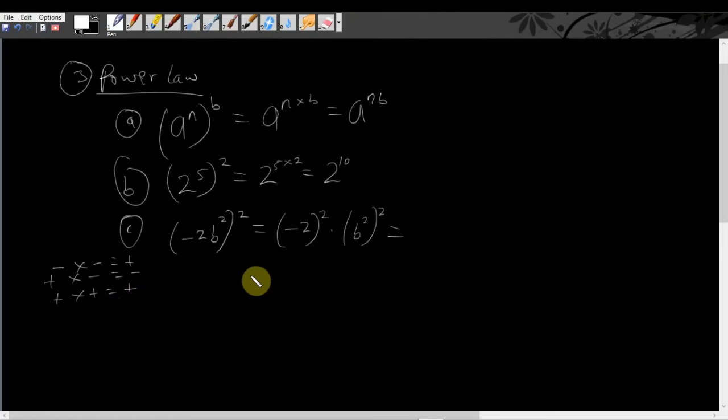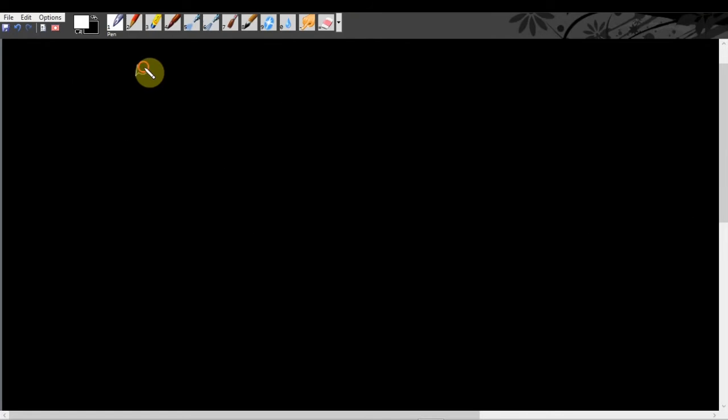Okay, why did I do this? This is minus 2 to power 2, which means minus 2 in parentheses. Minus 2 times minus 2, that's what the thing is telling us. Then this is b. You know that this 2 is in the bracket, the other one is outside the parentheses, so this minus 2 times minus 2 gives us 4. This one now gives us b to power 2 times 2, which is 4. Our answer becomes 4b to power 4. That is our answer.